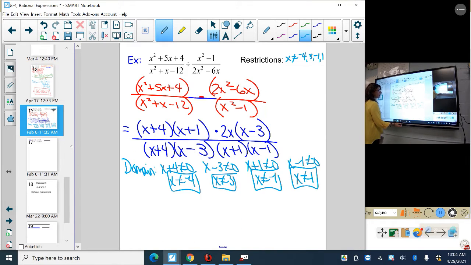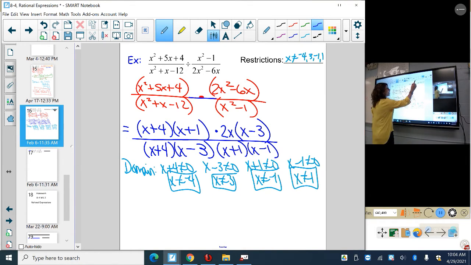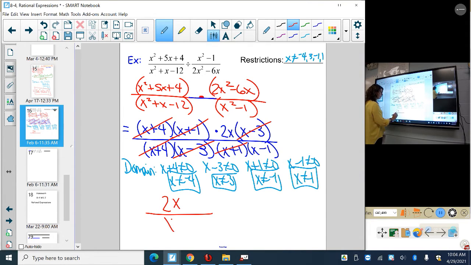Okay. From left to right, we're going to start canceling out. Do I have an x plus 4 up top and bottom? Yes, I do. Do I have an x plus 1? Yes, I do. Do I have a 2 or a multiple of 2 or an x or a multiple of x? I do not. Do I have an x minus 3? I do. So what is left on top is 2x, and what is left on the bottom is x minus 1. And that is done.